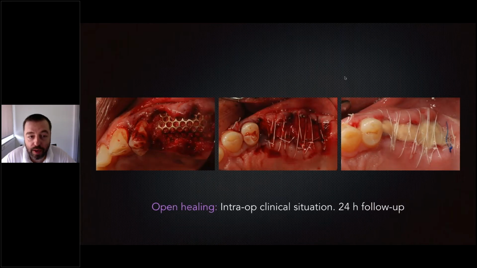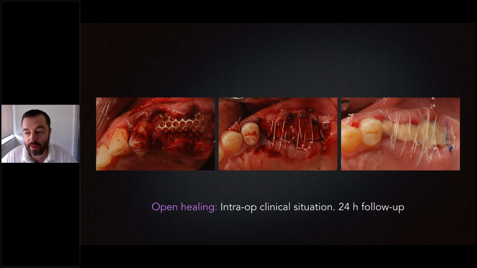So again, we did not raise the flap. The only 2 millimeters that we needed to make a deperiostation was at the edge of the free gingival margins, just to fix this titanium membrane with pins. Everything else is kept in place, no deperiostation at all. And this is how a larger open healing with titanium mesh beneath looked.